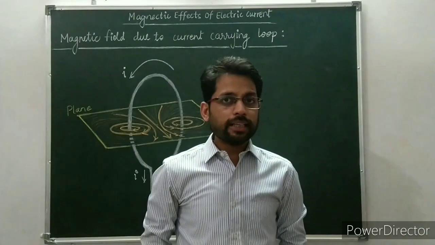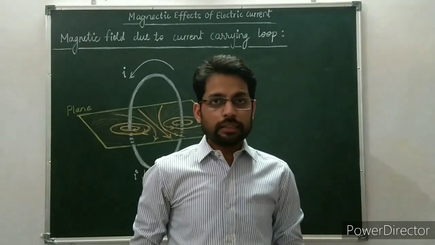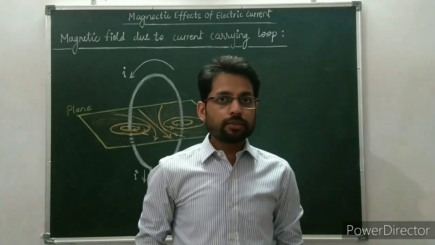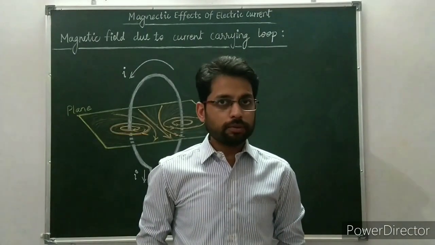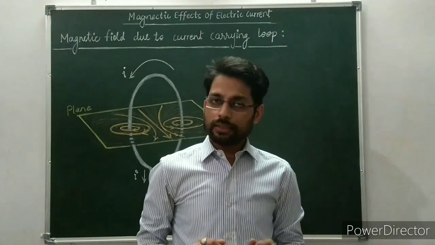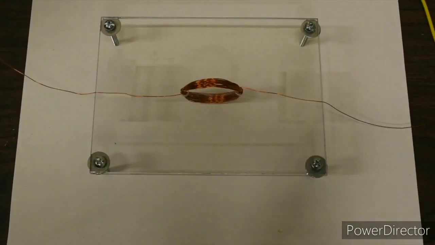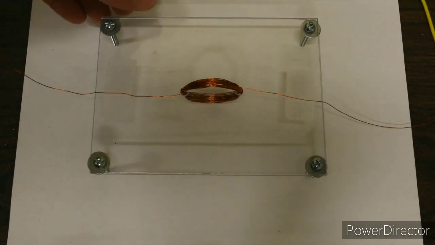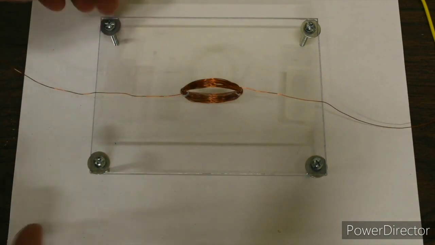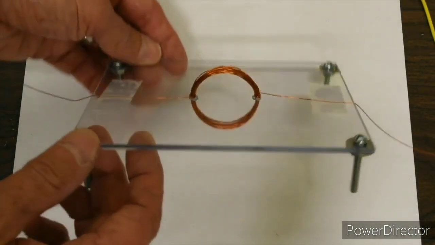Now we are going to see in the following video the magnetic field produced by a current carrying loop. Okay, so first watch the video and then we will discuss about it. Okay. So here's our 25 turn coil with the piece of plastic down the center.